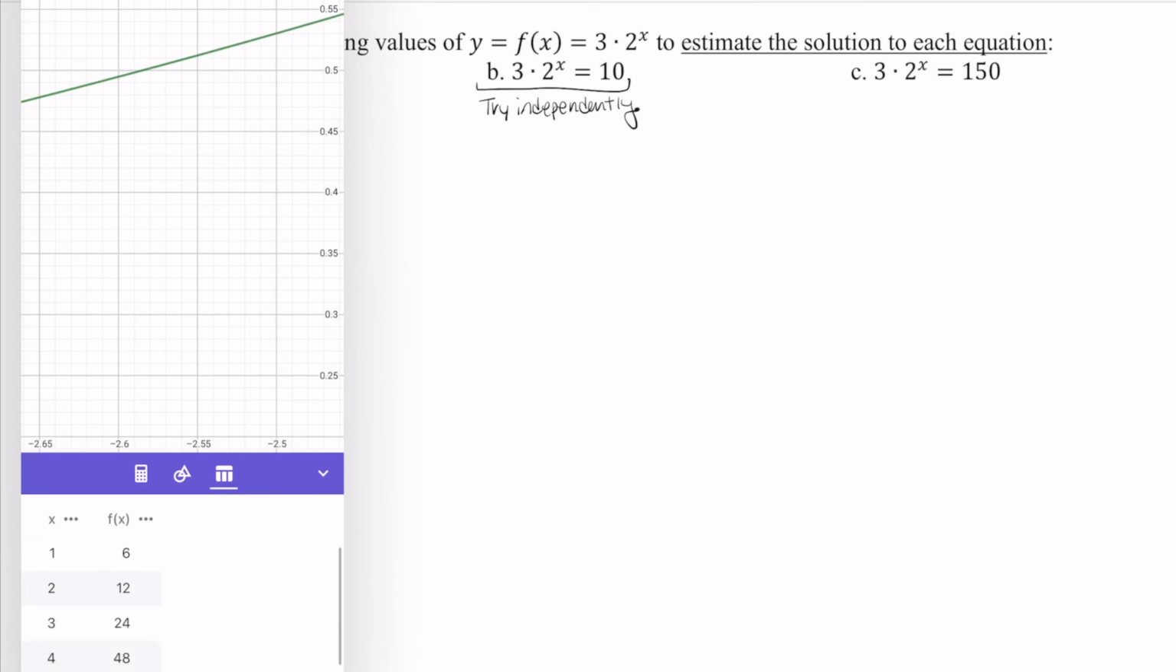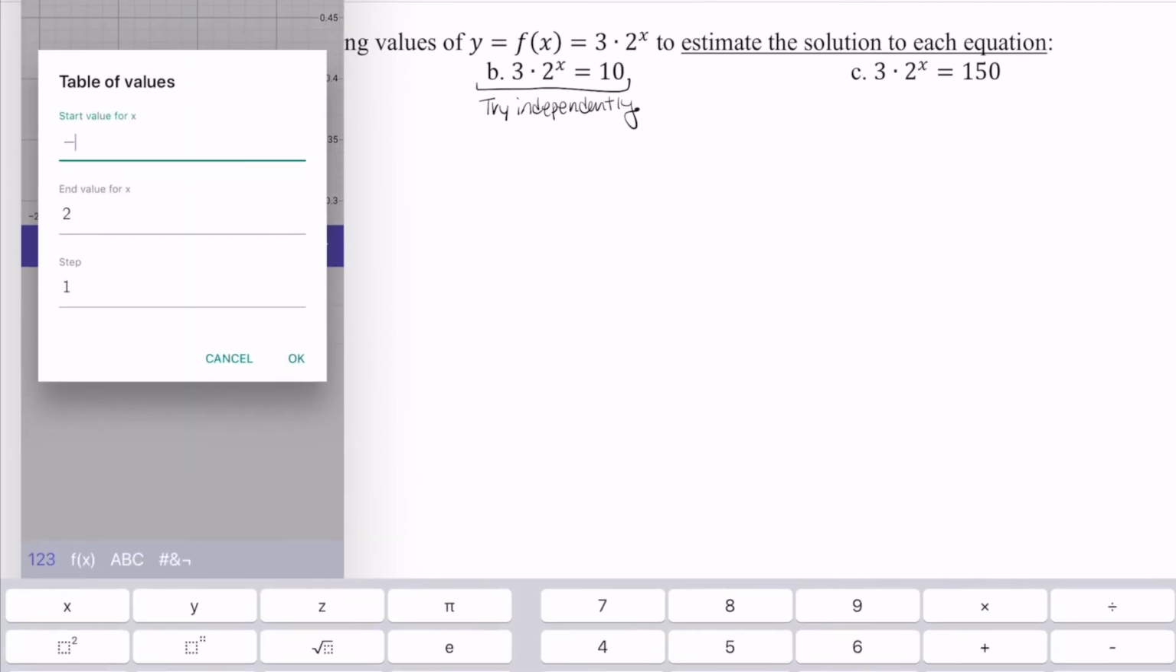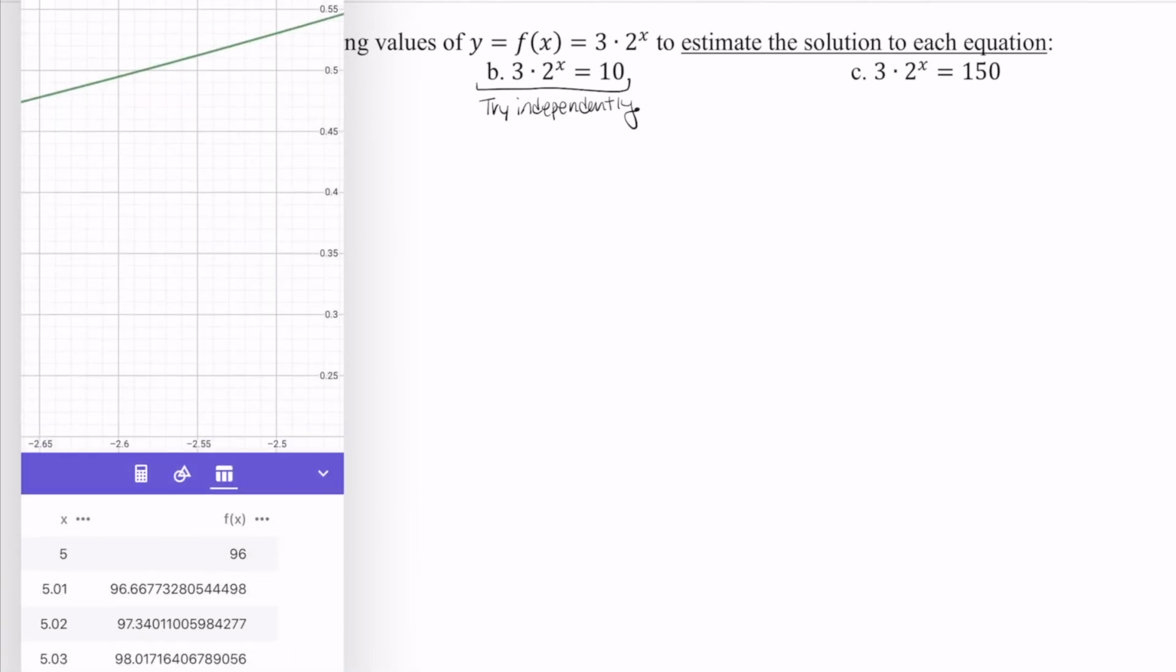And already I think 10 was too high, because right away I see between 5 and 6 we'll hit 150. And I don't quite know where between 5 and 6, so I'm going to make this table a little grittier. And let's remove this column. And let's go table of values. This time I'm going to start at 5, I'm going to end at 6, and I'm going to use really small steps, 0.01. That way I don't have to do this more than once.